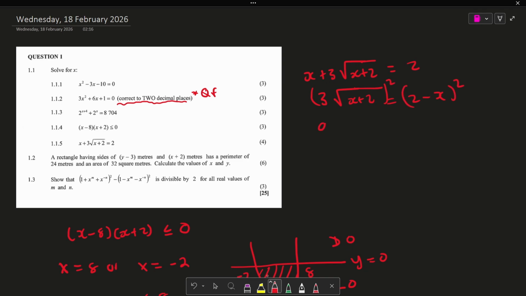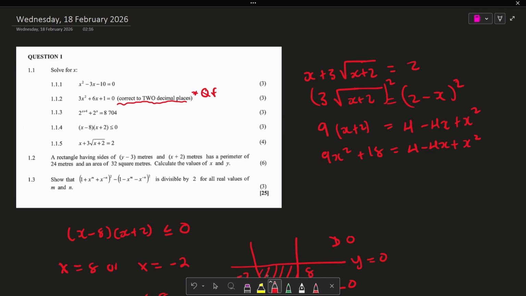And then here we're going to end up with 9. So this cancels. So 9x plus 2. And then here we're just going to end up with this. So we can just FOIL this thing. So it becomes 4, 2 times this, minus 4x plus x squared. You get? And then here we're going to have 9x squared plus 18 is equal to 4 minus 4x plus x squared. You get? So we move everything to one side.